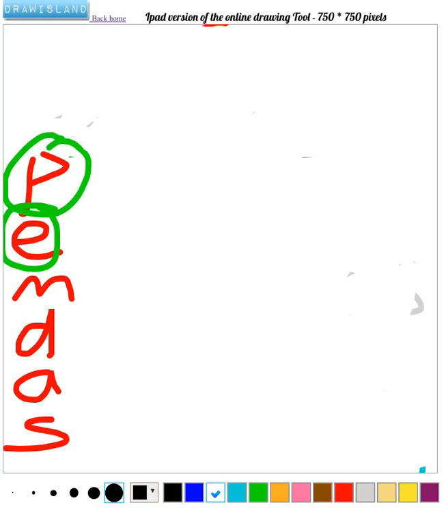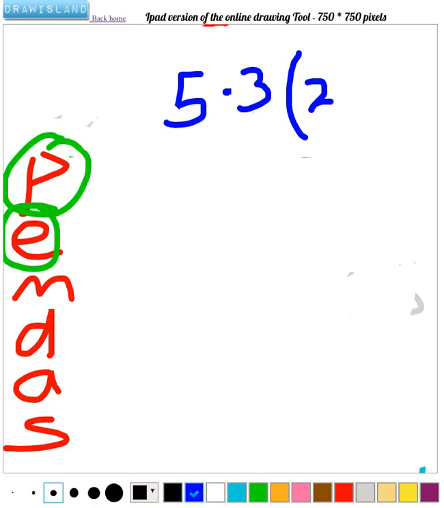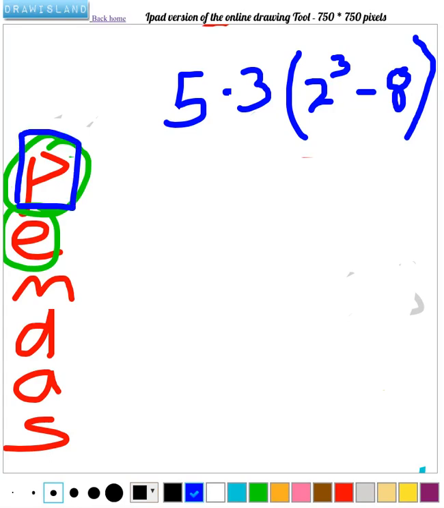Okay, let's do 5 times 3, parentheses, 2 to the power of 3 minus 8, close parentheses. Okay, first we're going to do parentheses because PEMDAS says parentheses first.